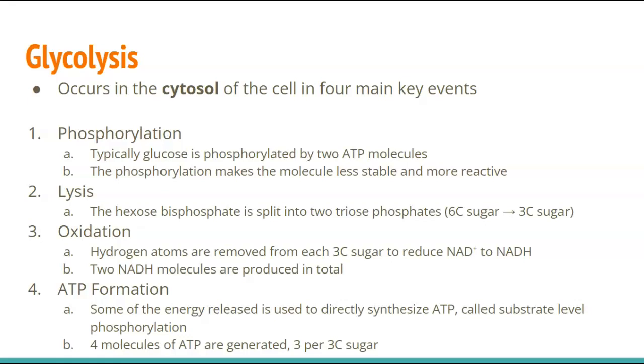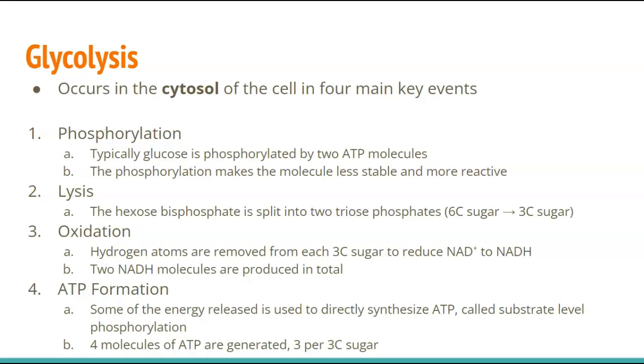So there are four main events that happen in glycolysis. There's phosphorylation, lysis, oxidation, and then ATP formation. So phosphorylation is the idea that glucose gets phosphorylated by two ATP molecules. So an input into this to start glycolysis is two ATP molecules. You need energy to start anything. You can't just magically make something happen. You need to have like a kickstart to get it started.